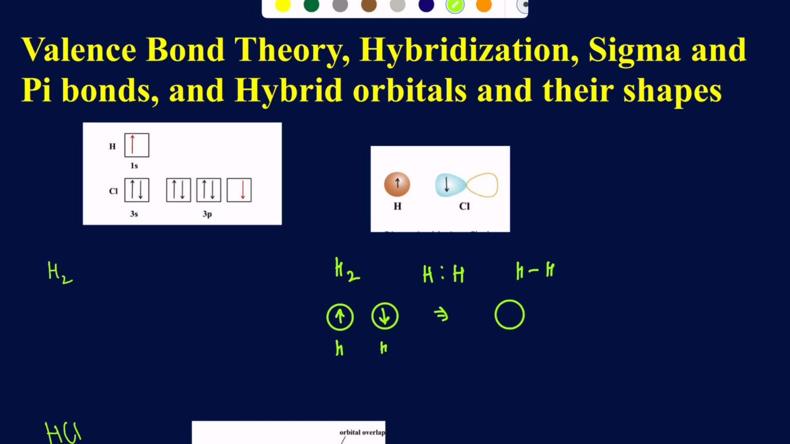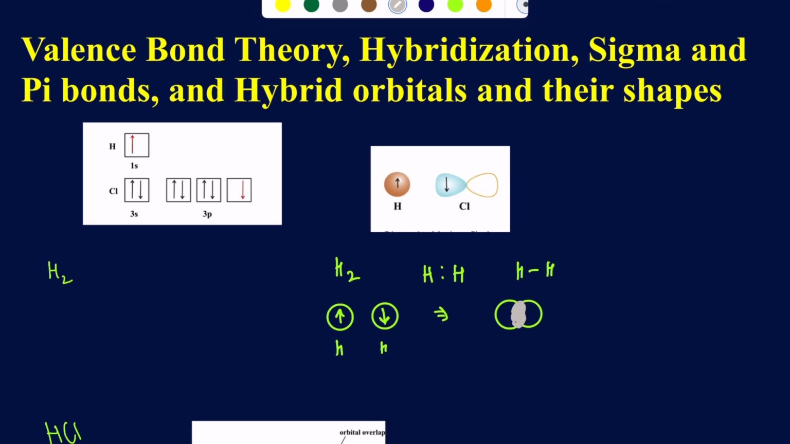So when they're overlapping, I'm going to have this one, and I'm going to have another 1s orbital from the second hydrogen atom, and they're going to be overlapping. And while they are overlapping, you will see an area where the electron could possibly be. This area right there, I could have made a little bit bigger, but I'm just going to make it a little bit bigger here.